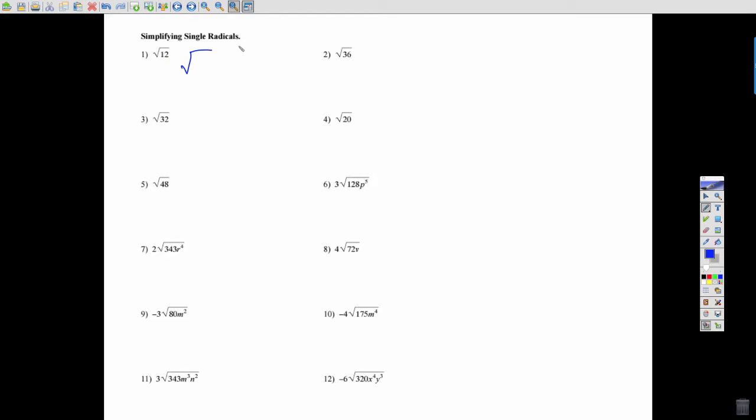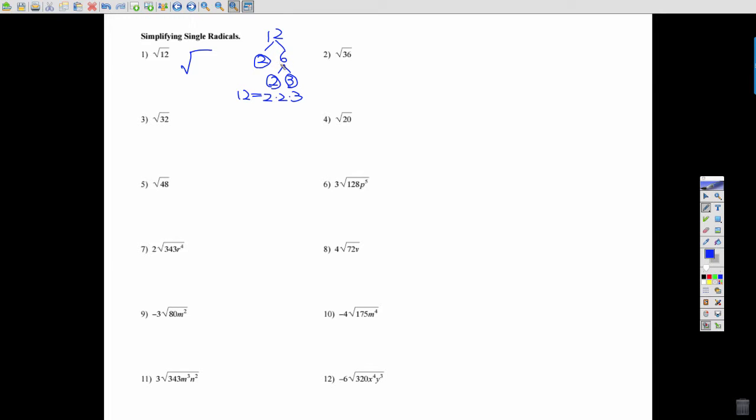Now, there are several ways of finding perfect squares. One way is to do the factor tree. So you can do 2 times 6, and then 6 obviously is still not a prime number, it's an even number, so there's a 2 in there, and then 2 times 3 gives me 6. And then you can rewrite this expression as 12 equals, you pick up all the terms at the end of each of the tree branches. For example, you do 2 times 2 times 3.